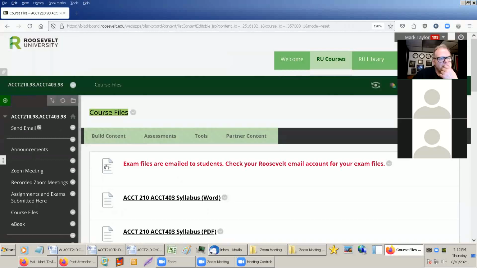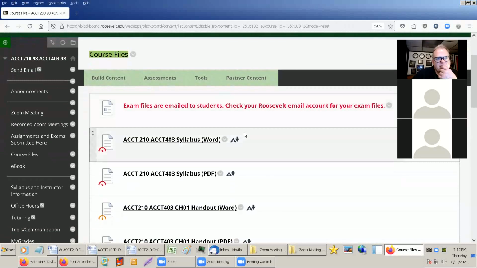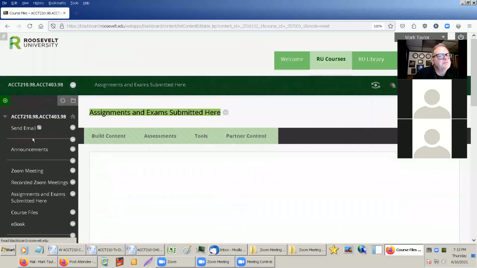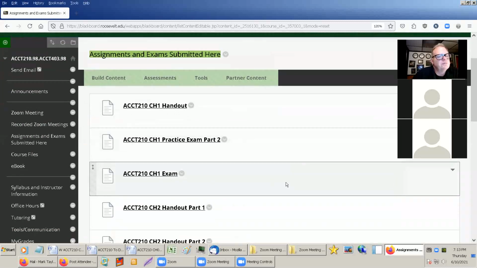If you're looking at course files, the exams are emailed to students. And here's the reason: there's different forms of the exam. So you may have form A, you may have form B, whatever. It's not that I don't care about seeing other forms of the exam, but you need to turn in the right one I sent you. If I sent you exam A and you turn in exam C, it's not going to tell you which exam I sent you on here. So they'll be in the email account, and then they get submitted here. Okay, I see it now.